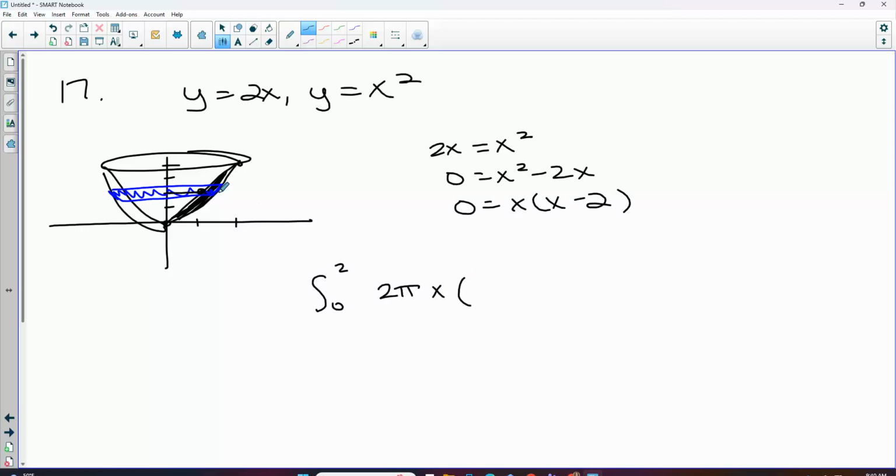times the height of that. So the height of the shell right here is the line minus the parabola, because the line's on top. So 2x minus x squared.